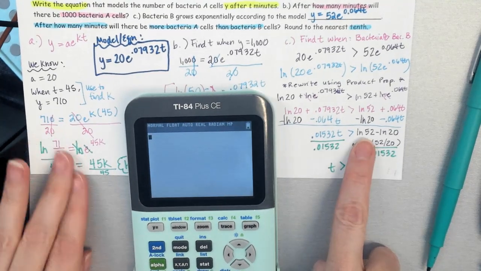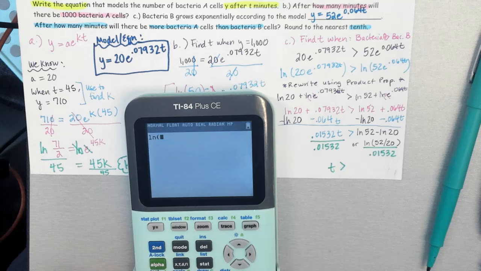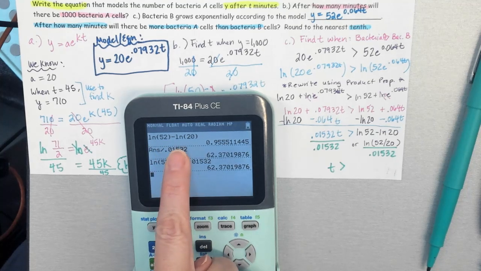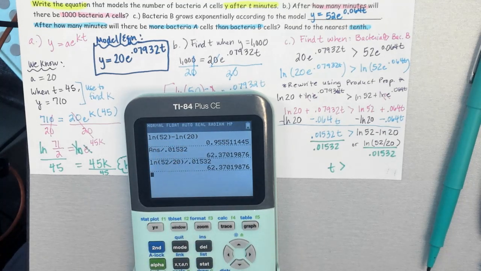Okay, so when I say you have to do that first, I mean you either need to do the natural log of 50 minus the natural log of 20 and press enter, then divide by 0.01532. Or you can do the natural log of 52 divided by 20 like that, and then divide by 0.01532. Okay, if you put this all in at one time, you just have to make sure you put your parentheses on there.